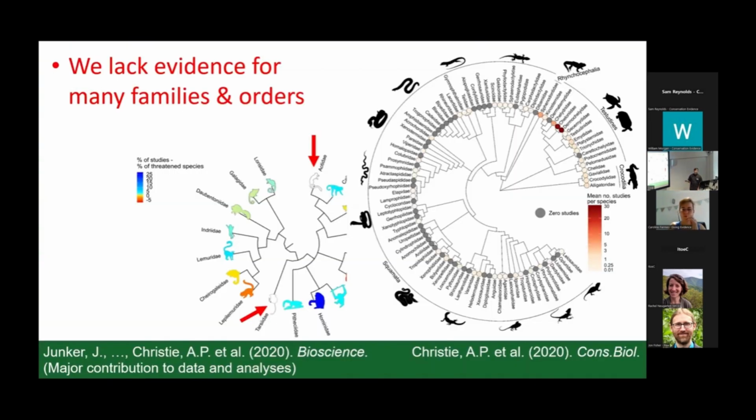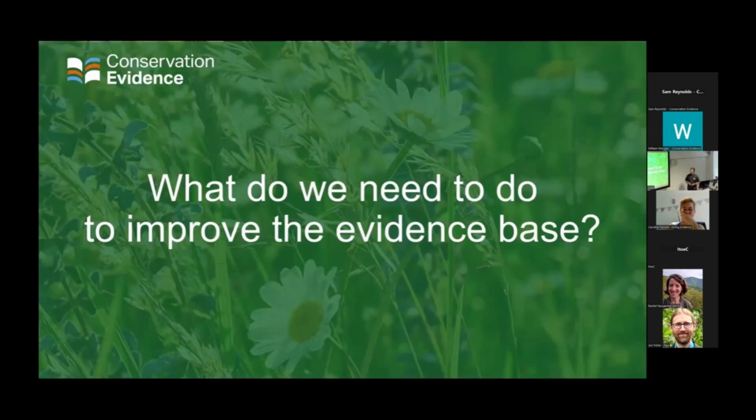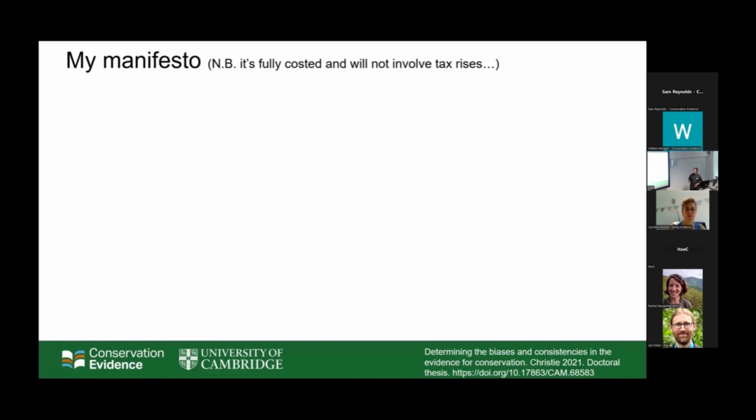But it's all very well pointing out these problems; we want to actually have solutions to these. And ultimately, we know it's always going to be imperfect. Evidence-based conservation is never going to be in a state that we're 100% happy with. We have to make best use of what we've got. So I'm now going to talk a bit about my manifesto of what I think we need to do to improve the evidence base in conservation.